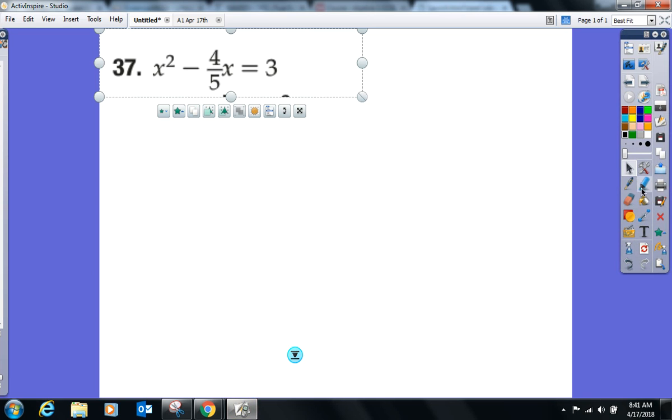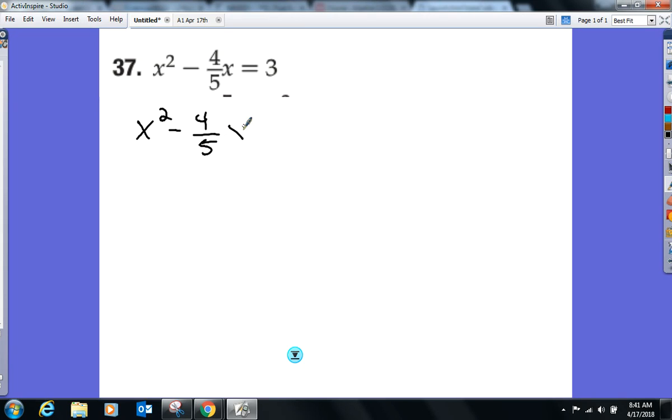All right, number 37 from the homework. State the discriminant. Can't state it unless it's equal to 0. So move that 3 over. X squared minus 4/5 x minus 3 equals 0. You weren't solving it. You were just finding the discriminant. What is the discriminant? What is it?